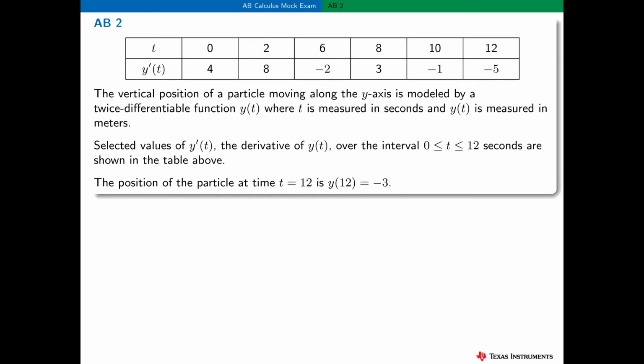Form AB Question 2 involves a particle moving along the y-axis. Its position is modeled by a twice differentiable function y of t, where t is measured in seconds and y of t is measured in meters. We are given a table of values of y prime of t for selected values of t. And we also know the position of the particle at time t equals 12 is minus 3.